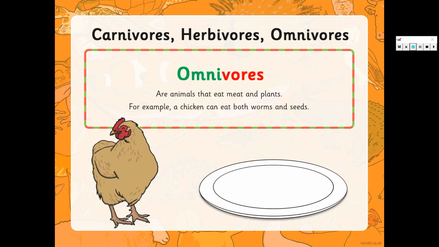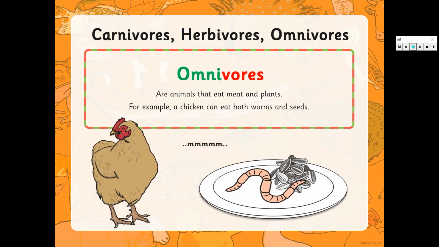And finally, the tricky word that we were introduced to at the beginning of the lesson is omnivores. So omnivores are animals that eat meat and plants. For example, a chicken can eat both worms and seeds. So therefore, a chicken is an omnivore because a worm would be classed as meat and the seeds would be classed as a plant. So what does the chicken like to eat? We'll find out on his plate. It's a worm and some seeds. That looks delicious, doesn't it?